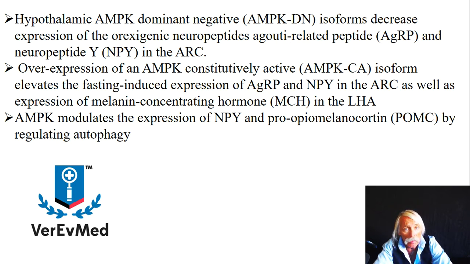Overexpression of that same gene, AMP kinase, constitutively active, this is the opposite of having a double negative, elevates a fasting-induced expression of those same proteins, the AgRP and the NPY in the arcuate nucleus, as well as expression of the melanin-concentrating hormone in the LHA, the particular nucleus of the hypothalamus. So in this way, AMP kinase modulates the expression of NPY and the pro-opiomelanocortin gene construct by regulating autophagy.